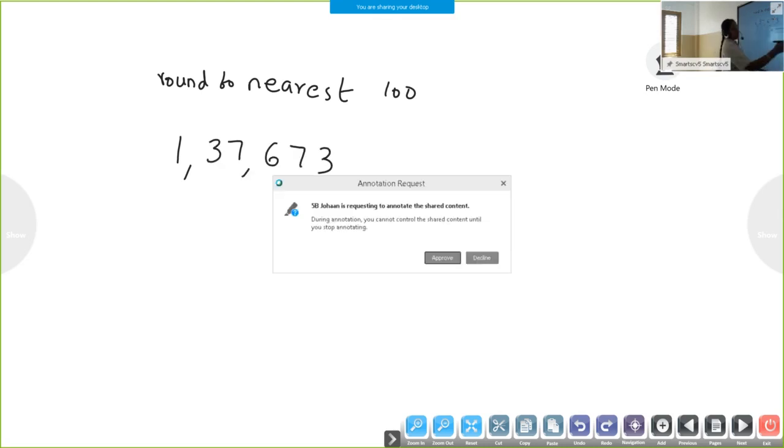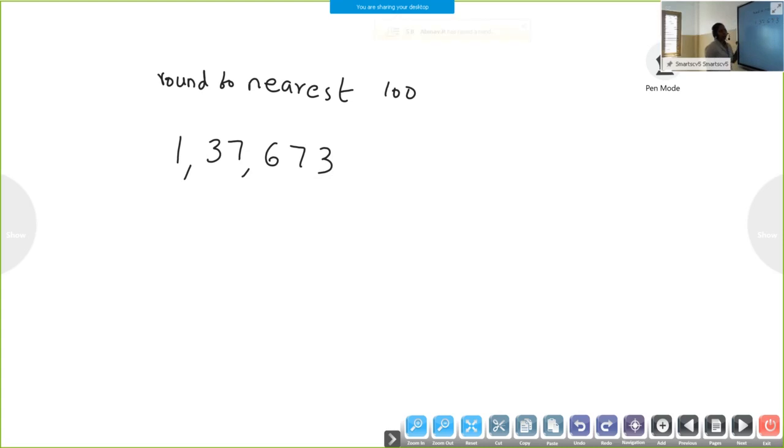673. Okay. For this one we have to round off to the nearest 100. So you have to underline the digit in the hundreds place. Then you check the digit in the tens place, because that digit comes right after the hundreds place, and we need to round off to the nearest 100. The digit in the tens place, just right of the hundreds place, is 7. So 7 is greater than 5.